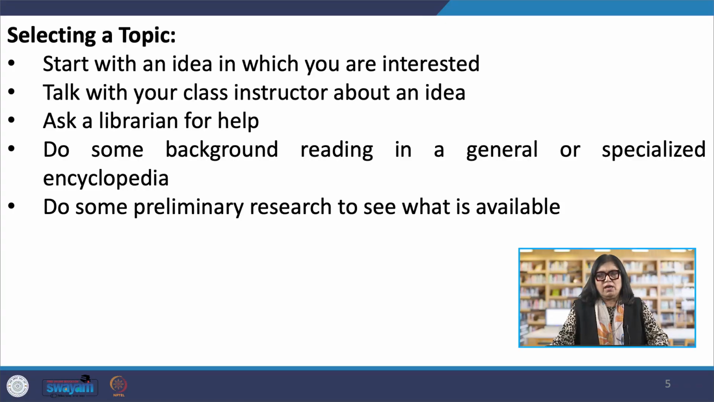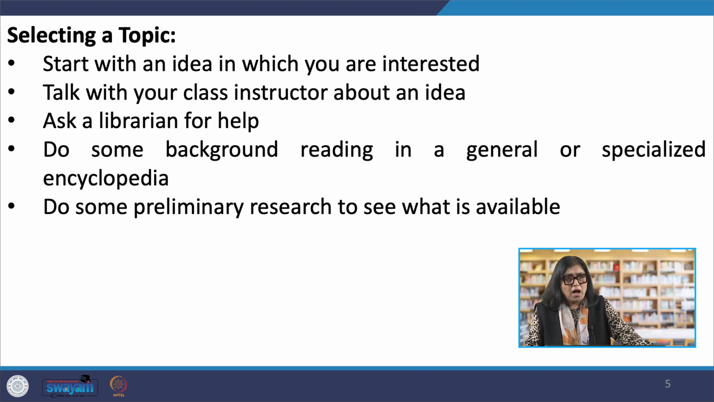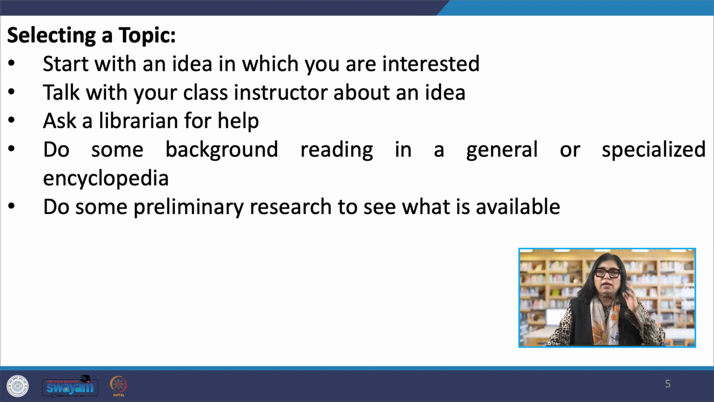Select a topic. Start with an idea in which you are interested. What do you want to know about? Talk with your class instructor about an idea, or your mentor or your supervisor. Ask a librarian for help with books, journals and databases. Do some background reading in a general or a specialized encyclopedia or other reference to gain a better understanding of your topic. Do some preliminary research to see what is available.